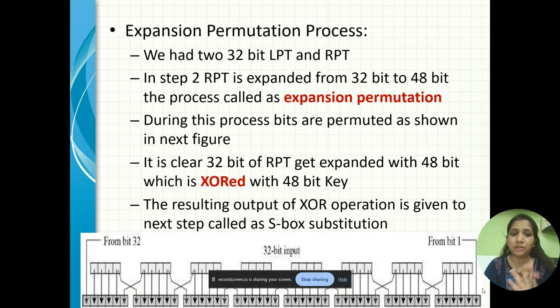So, expansion permutation process. We had a 32-bit left plain text and right plain text. In step 2, the right plain text is expanded from 32-bit to 48-bit. The process is called expansion permutation. During this process, the bits are permuted as shown in the next figure. It is clear that the 32-bit right plain text gets expanded to 48-bit, which is XORed with the 48-bit key. The resulting output of the XOR operation is given to the next step, which is called S-box substitution.